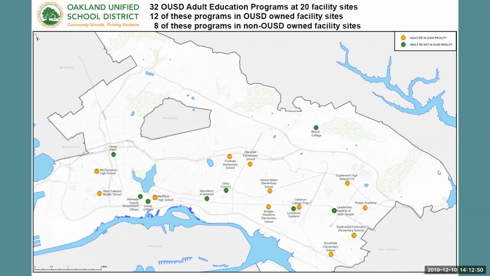So as you see from the map here, we began offering classes throughout our city. This is where we are currently. The north and southeastern part of this map is mainly the hills and not areas of need. Most of our need is in the west, central, and east. We have 32 programs at 20 facility sites. 12 of these are in OUSD facilities and 8 are in non-OUSD facilities, CBOs, churches, and business.